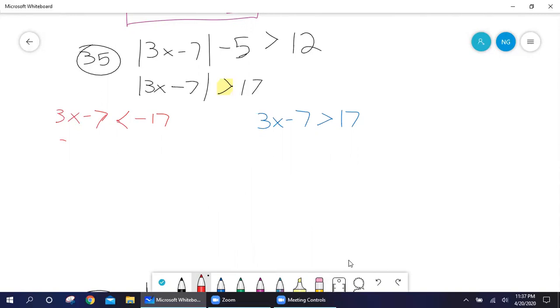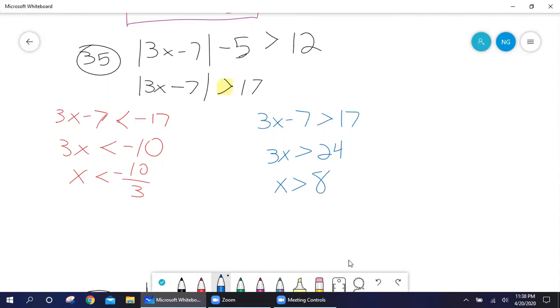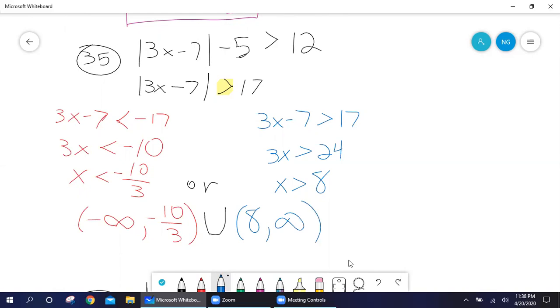So looking at the red side, if I add 7 over, I've got negative 10. Divide by 3, x is less than negative 10 thirds. With the blue stuff, add 7, I've got 24. Divide by 3, x is greater than 8. So I have that x can be smaller than negative 10 thirds. So that would be from negative infinity to negative 10 thirds. Or, which would be that union symbol, x is bigger than 8. That's going to be 8 to infinity.